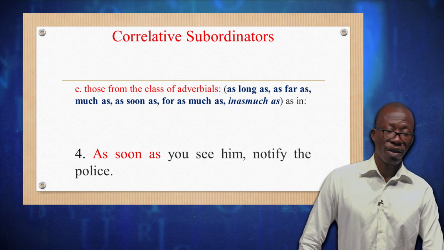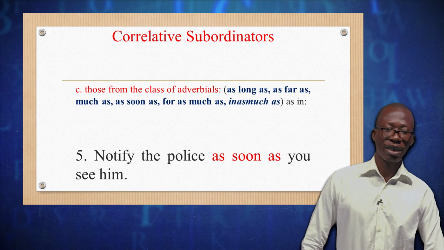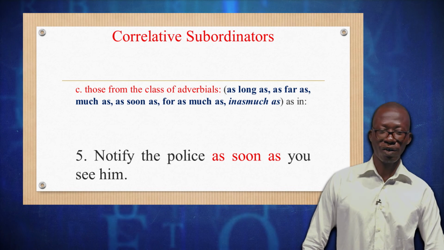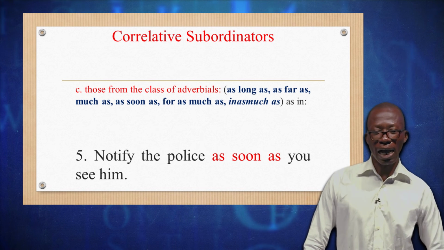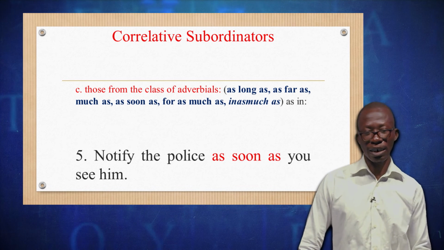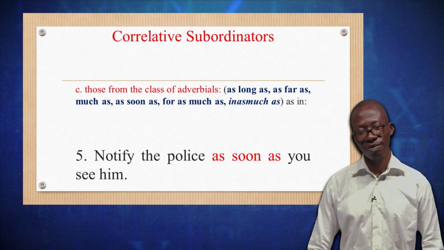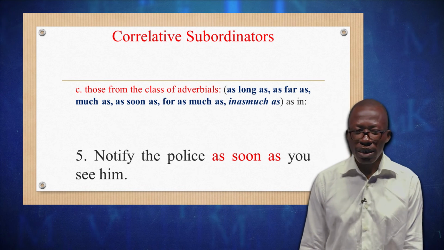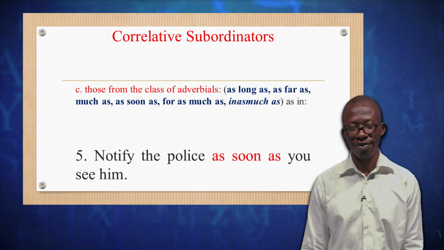Then sentence 5. We are trying to bring the main clause before our subordinate clause. Notify the police as soon as you see him. So, immediately you see him, notify the police. Notify the police immediately you see him.